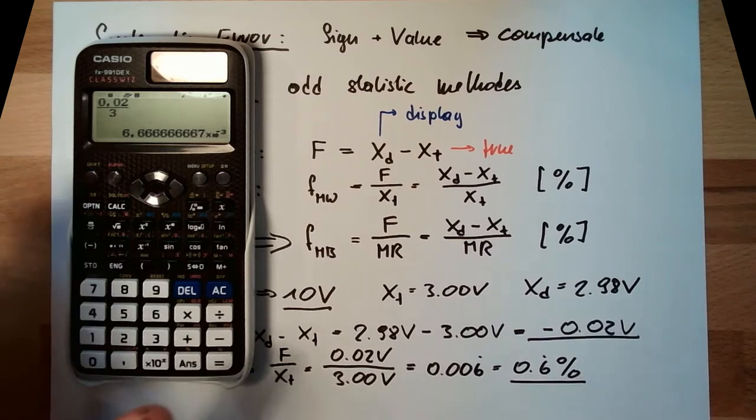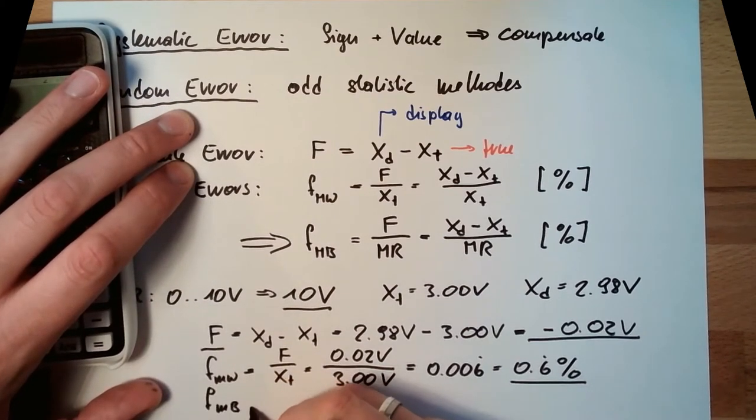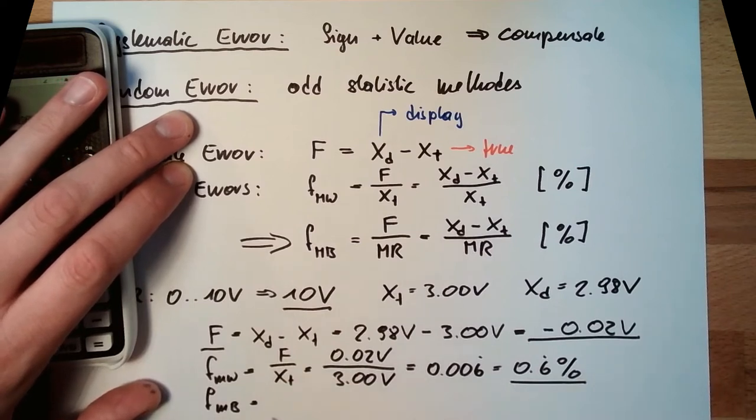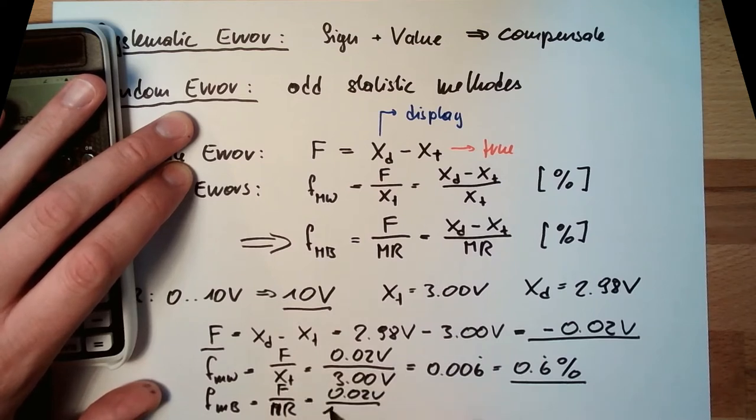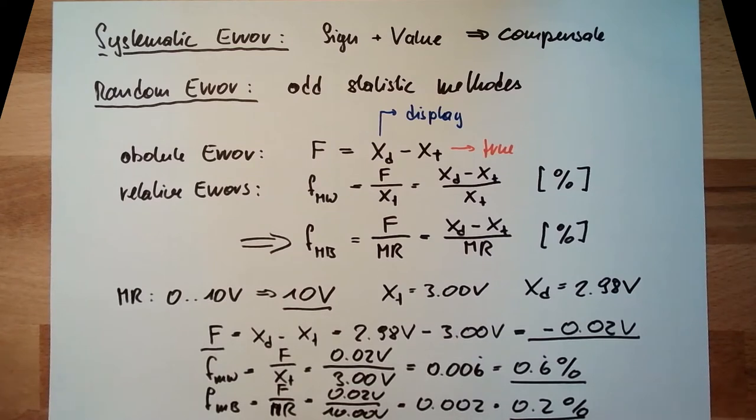That's it. And now the relative error relative to the measurement range. This is F divided by the measurement range. This is 0.02 volt divided by 10 volt. And this is 0.002. So this is 0.2%. Those are the different things, and this is usually given.